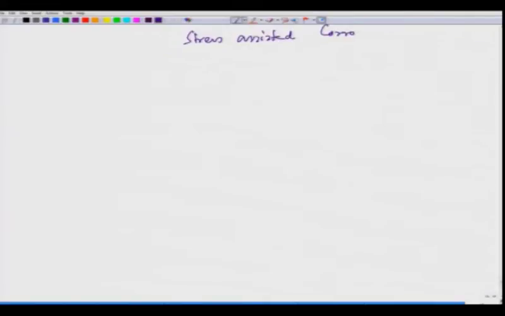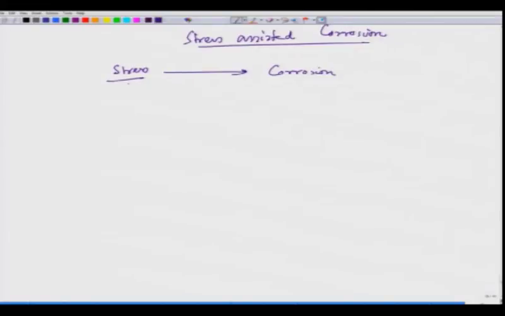corrosion. In case of stress assisted corrosion, as the name suggests, we have corrosion and stress is also helping, or it can be the other way around. Stress would be there, and corrosion would also aggravate the attack.